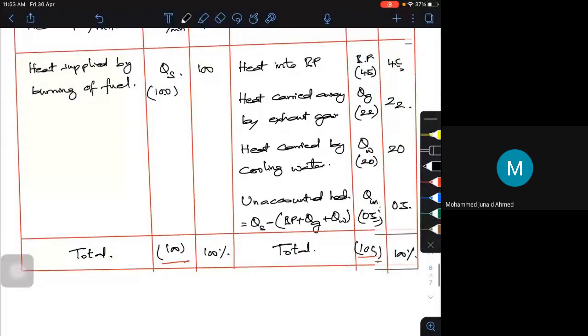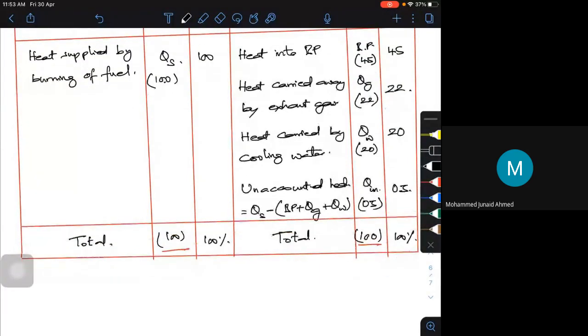This is a simple tabulation of the heat balance for a particular load. Usually, this heat balance sheet is done for a full load condition. Majority of the time, this is done for a full load condition. For part load condition, we won't do it, but it is done for a full load condition.